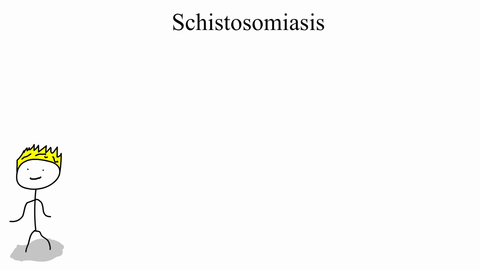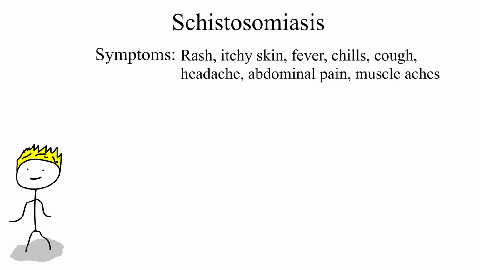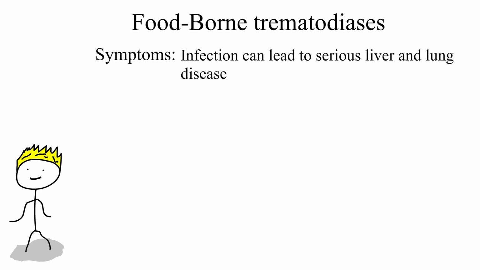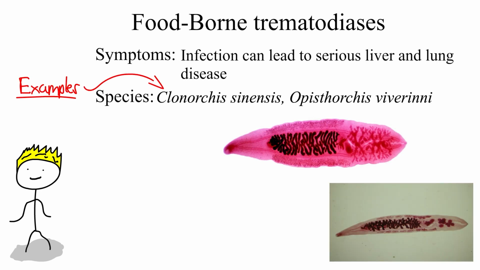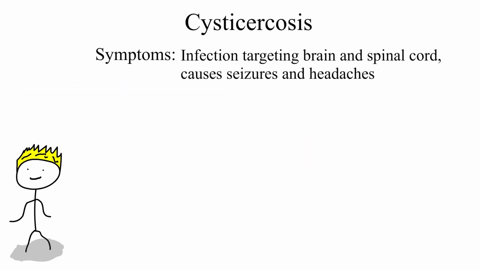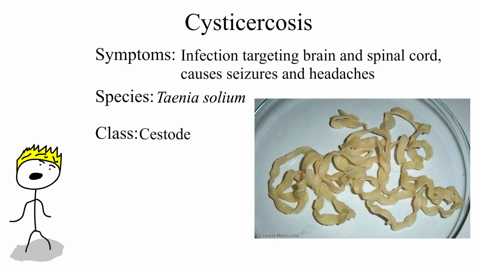Next up is schistosomiasis, which is identified by rashes, itchy skin, fever, chills, cough, headache, abdominal pain, muscle aches, which are all caused by the same class of trematodes, the schistosomes. Next up is foodborne trematodiasis, which is infections that can result in severe liver and lung disease. There's a lot of them. I'm not going to name them, just know that they're all trematodes. Lastly is cysticercosis, tapeworm infections which target the brain and spinal cord, cause seizures and headaches, and are most commonly caused by Taenia solium, which is a cestode.